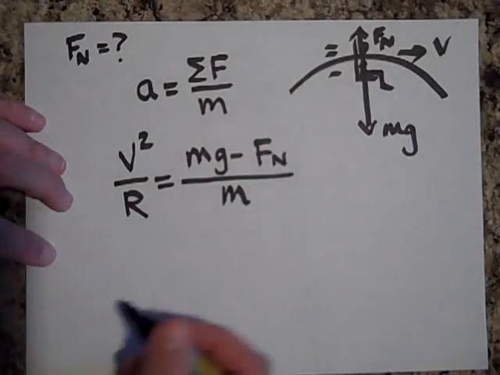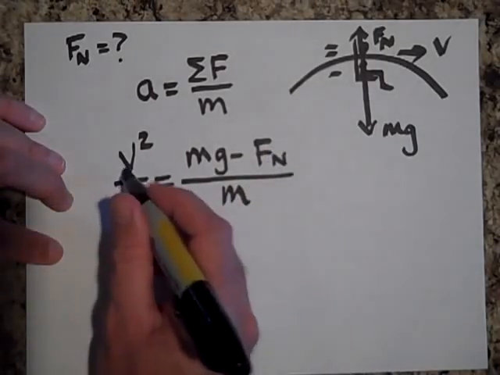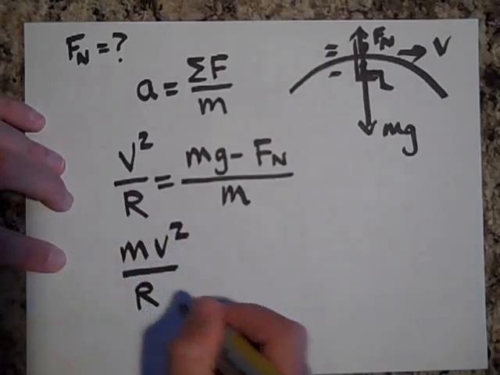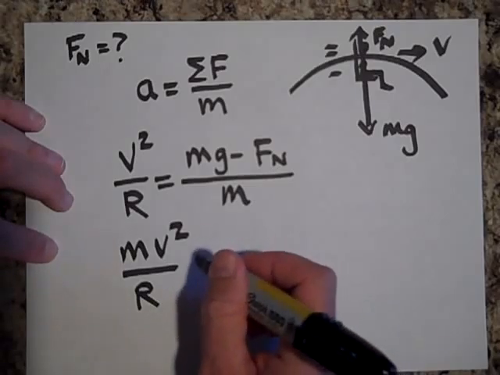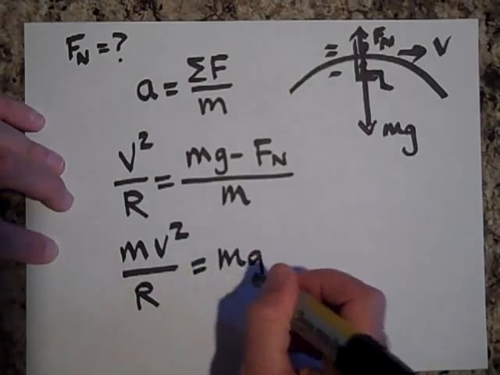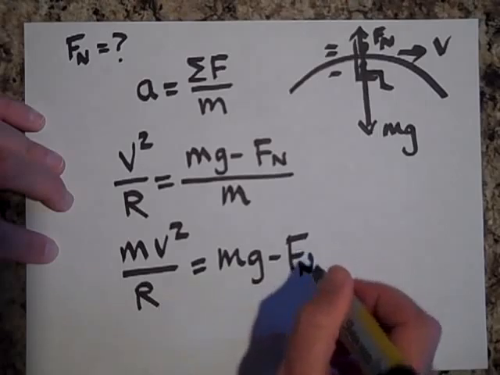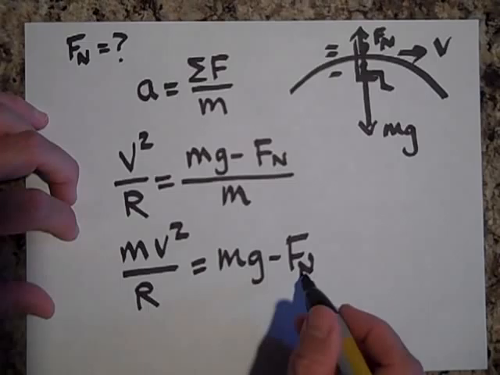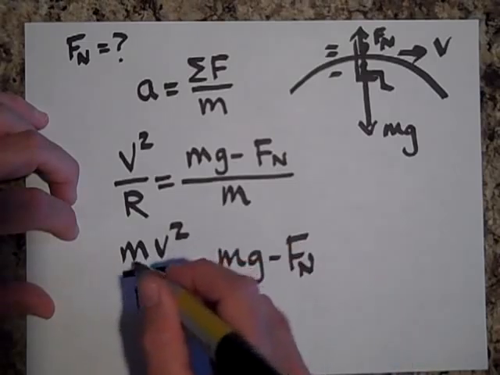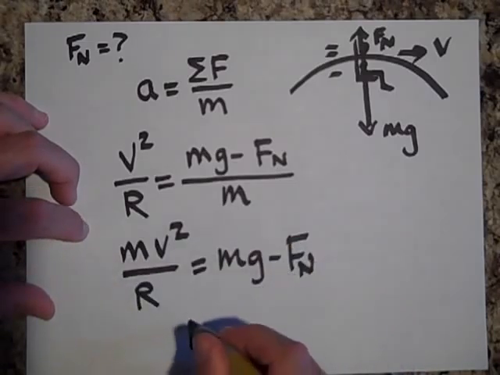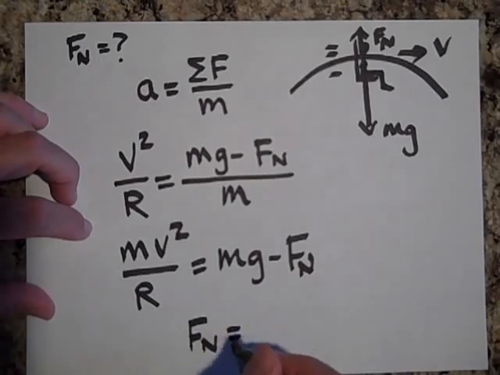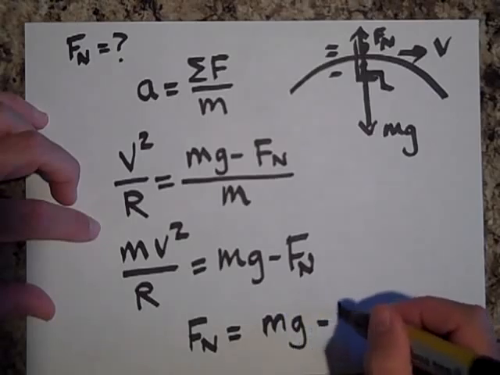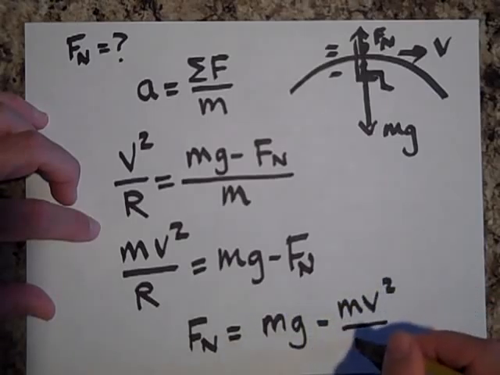So if they want me to solve for the normal force, then maybe bring the m to the other side. And that will equal mg minus Fn. And then I can maybe take the Fn on this side and this term on that side. So apparently Fn, just for this situation, is going to be mg minus mv squared over r.